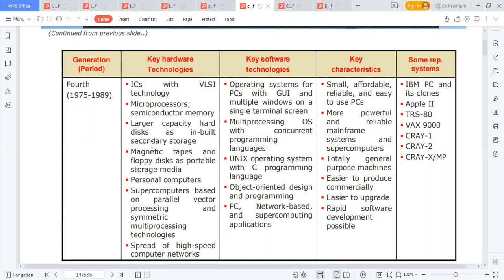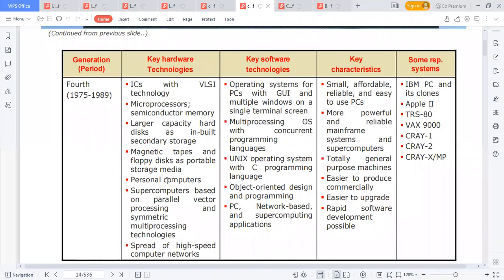There was larger capacity hard disk as built-in secondary storage. Magnetic tapes and floppy disks, I have talked with you. Floppy disk is a portable storage medium. I used floppy disks in 2004 or 2005, because at that time there was no CD or DVD. This is why I had to use floppy disks for the computer.